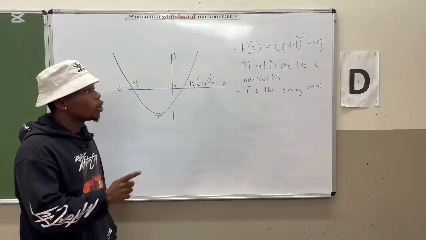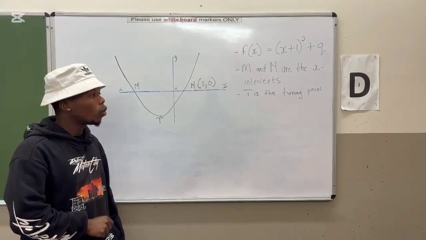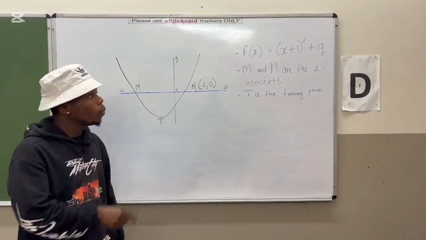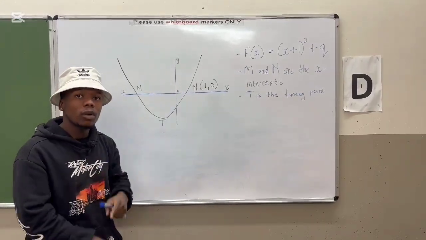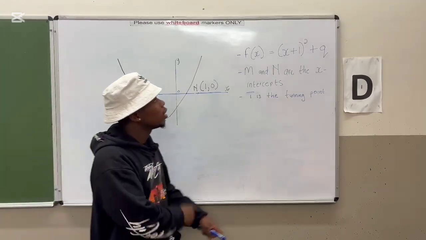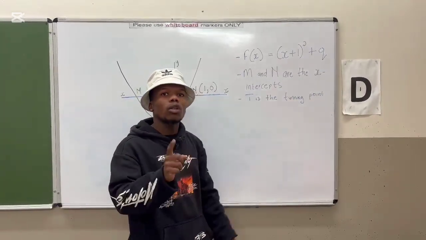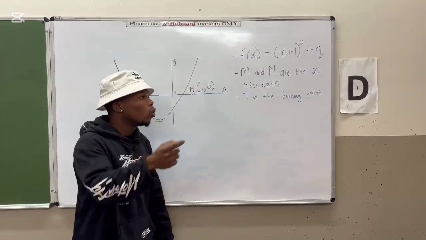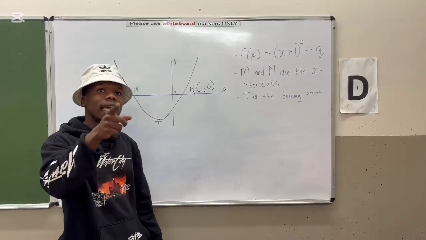Now let's use option 2 of determining the coordinate of m. We said option 2 is to use the x turning point. What is the x turning point? The x turning point is negative 1. What do we mean by the x turning point? We mean the x coordinate of the turning point.